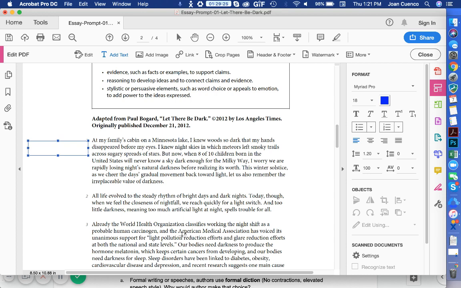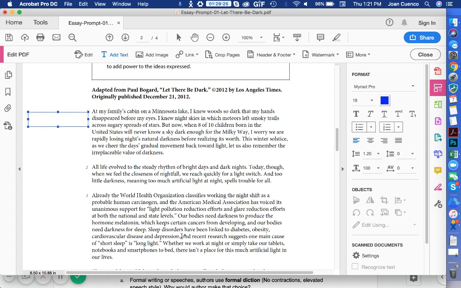Okay, now that you have finished reading this essay, I'm going to go through paragraph by paragraph and just quickly make little annotations on methods of persuasion or rhetorical methods that I've observed. So I'll start here with paragraph 1. And he says, at my family's cabin on a Minnesota lake, I knew woods so dark that my hands disappeared before my eyes. So there's actually a couple things going on here. This is visual imagery. It's also personal anecdote.